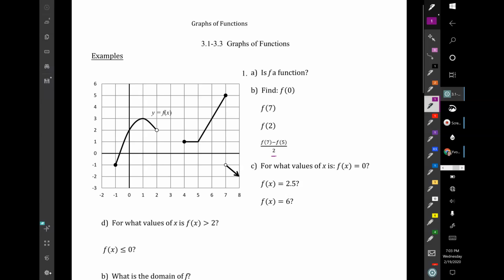And then can you solve for what values of x is f of x equals 0? When does it equal 2.5 and 6? And then we'll talk about the domain and the inequality symbols for part D once you try that. So go ahead and pause the video and try it, and then we'll talk about it.